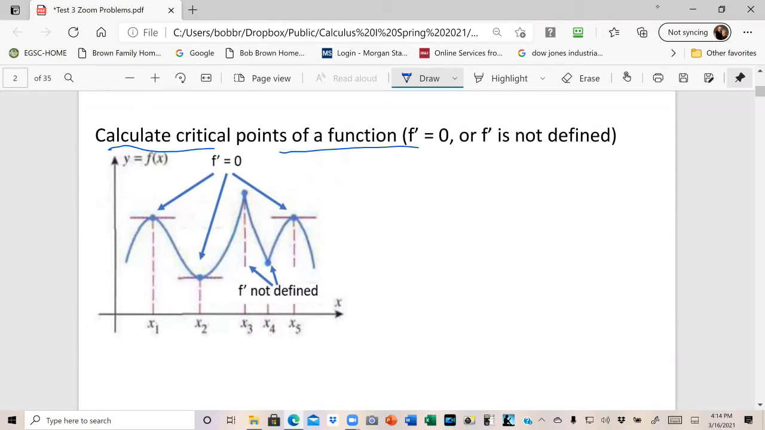The critical point is where the first derivative is equal to 0, or where the first derivative is not defined. Here you'll see 5 points that are critical. You'll see 3 points where the tangent line has a 0 slope, so the derivative is 0. And you'll also see 2 points where the derivative is not defined, where there's a sharp point there, and you cannot calculate the slope of the tangent line.